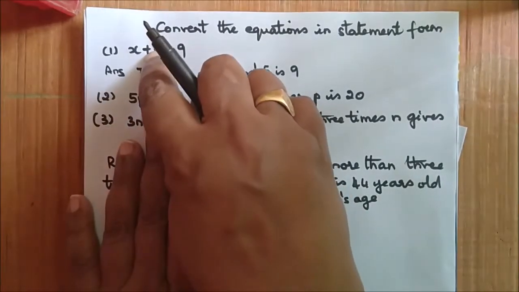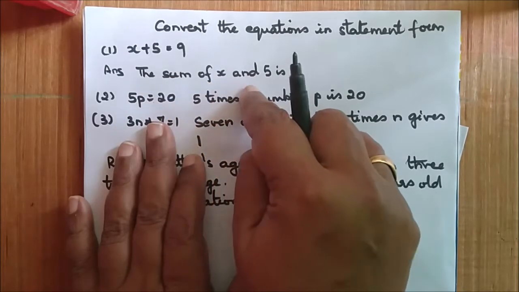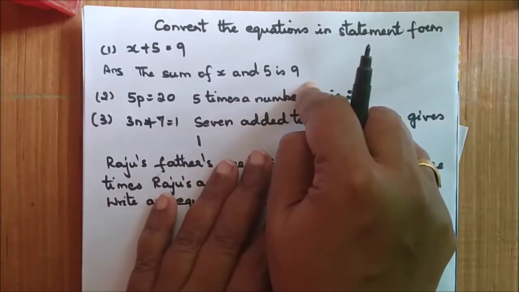There is a plus sign here, so you can use the word sum. The sum of x and 5 is 9. I hope you understood this.